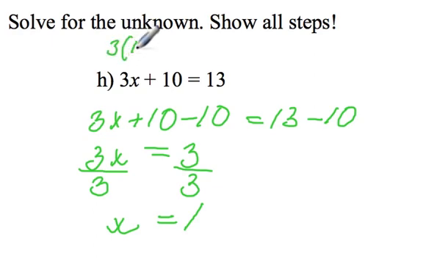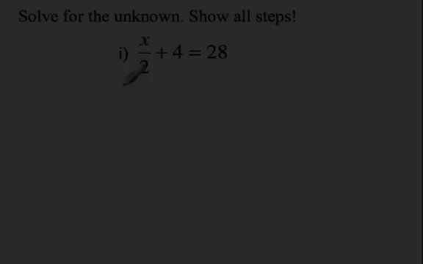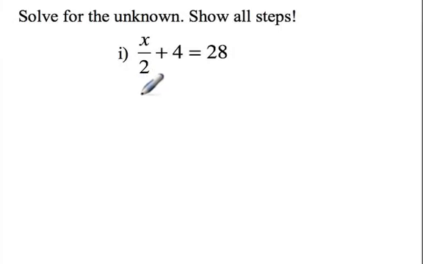3 times 1 plus 10, does it equal 13? 3 times 1 is 3, plus 10 is 13, so our solution was correct. X divided by 2 plus 4 equals 28. We'll have to deal with a separate value for 4 first.